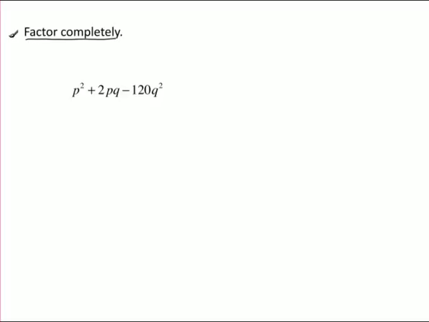Factor completely. Here we have a polynomial, a trinomial, that has a coefficient of 1, so we can still use the X puzzle, but we have an added challenge of an extra variable. But let's ignore that extra variable for right now, and let's just deal with the number part of this trinomial. Because I still have that coefficient of 1, I can use this puzzle again when we put the 2 at the top of our X.